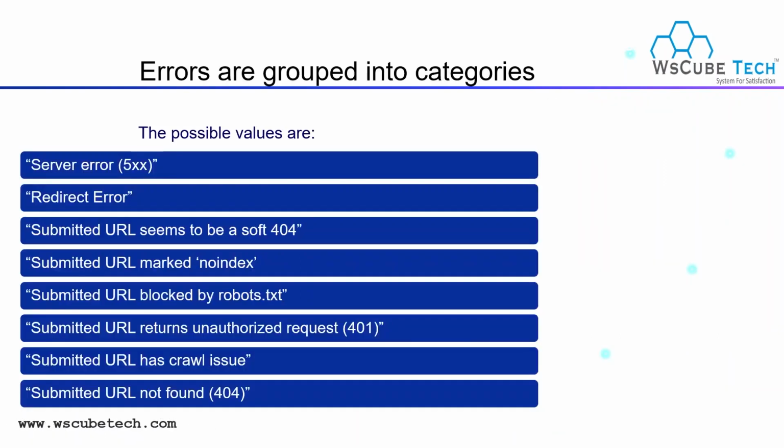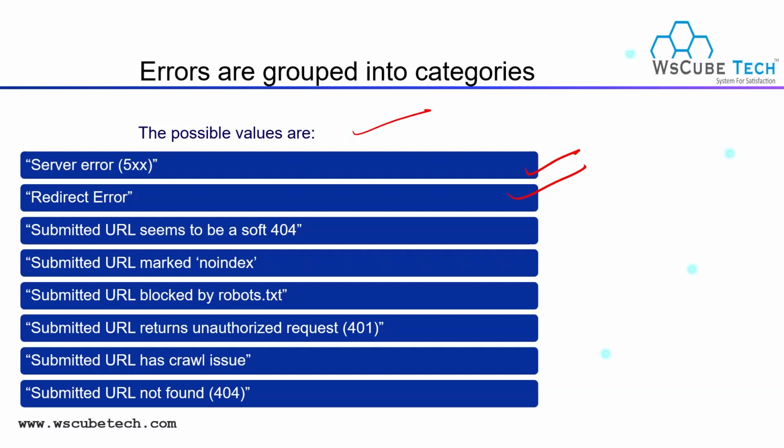Now the errors are grouped into categories. These are some types of error which you can see. First is your server error, which is your 5xx error. Next you have redirect error. That can be an issue regarding redirecting, where your page is not redirected. Server error 5xx means that at the point of time when the Google crawler crawled your website, there might have been a server error.